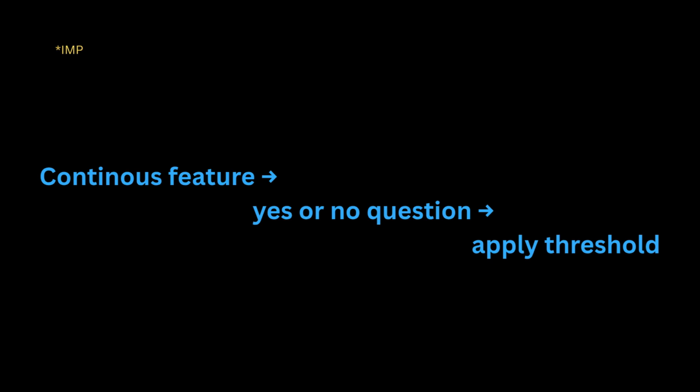So to handle continuous features in a decision tree, we simply turn them into a binary question using a threshold, and we let the algorithm find the threshold that best separates the classes. This way, continuous features fit right into the tree building process.